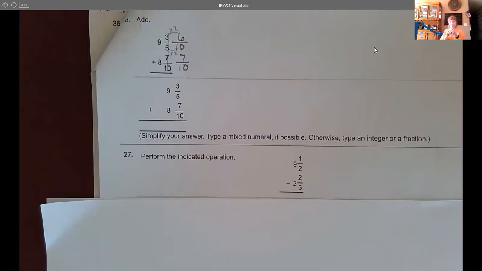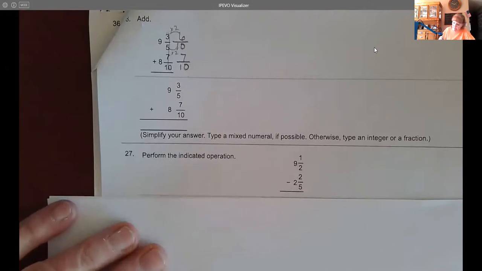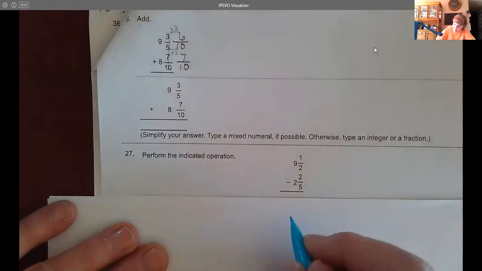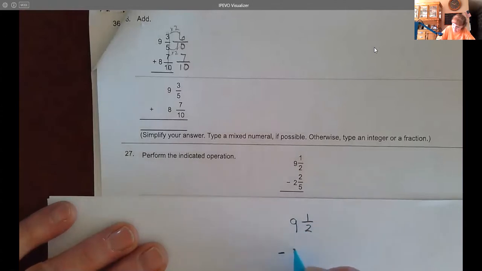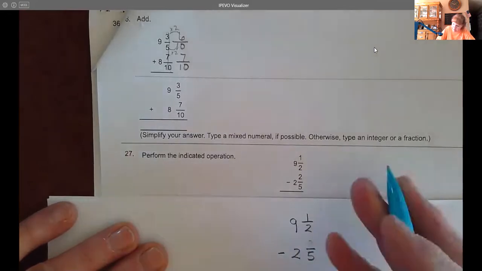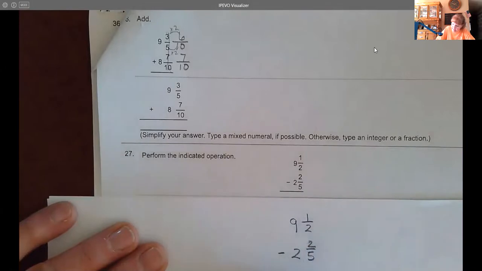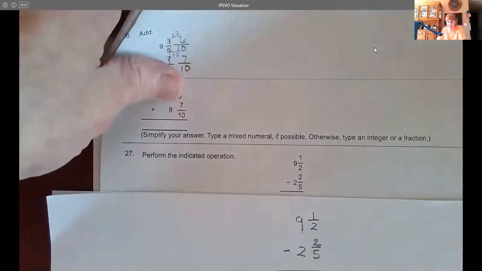All right, so here what we're going to do is subtract, but we still have to have a common denominator. I'm going to copy this over. I want more room. You know, the key here, and they set it up for you, is that this top number needs to be larger than this number. 9 is bigger than 2. So always make sure that the larger one's on top here.